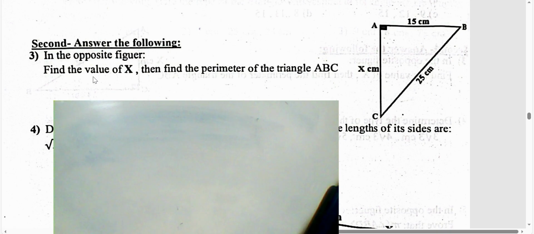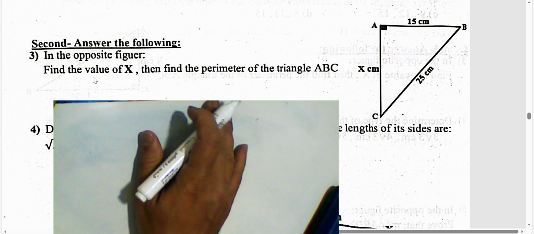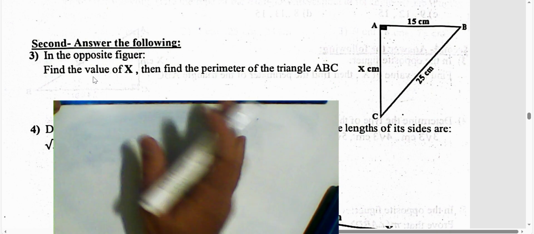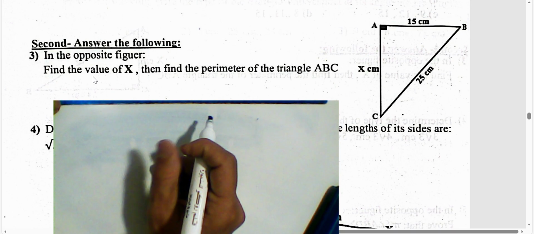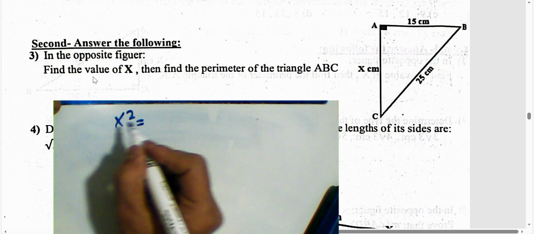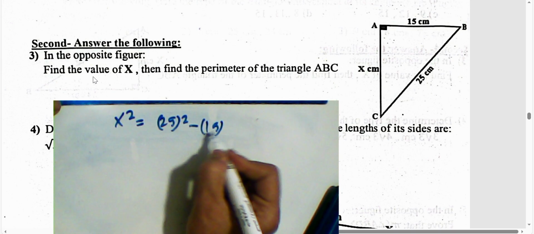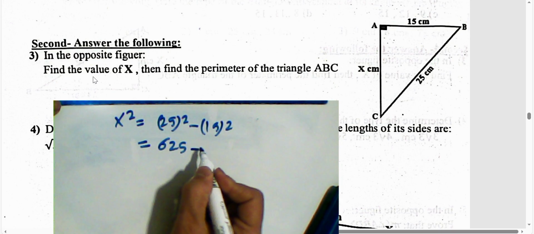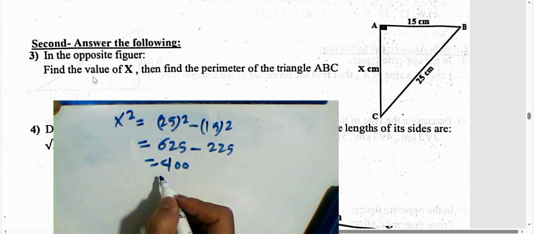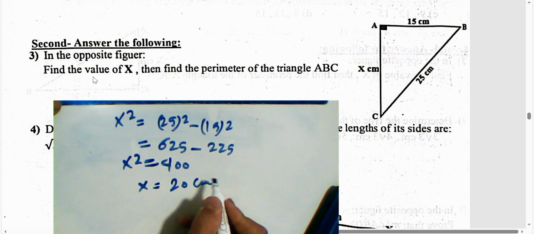Next question, number 3. Here we have a triangle right angled at angle A. Then we can use the Pythagorean theorem to find the length of AC. We have CB is 25 centimeters and AB is 15 centimeters. Then we can write x power 2 equivalent to the hypotenuse, 25 power 2, subtract 15 power 2. 25 power 2 is 625, 15 power 2 is 225, and the difference between them is 400. Then the value of x is the square root of 400, which equals 20 centimeters.